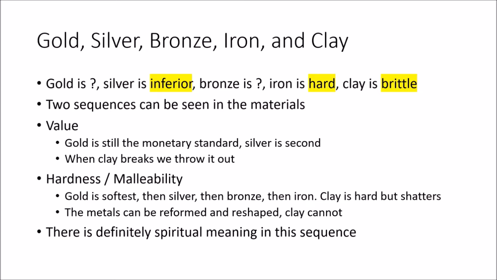So that's another aspect that's true of the sequence of metals, is that the metals can be reformed and reshaped, and clay cannot. Clay just breaks and is brittle and isn't good for anything once it's broken. And if you haven't caught it already, I want you to see that there's a spiritual meaning in this sequence. There's more to it than just metals and the sequence of empires. It's talking about something spiritual about these.